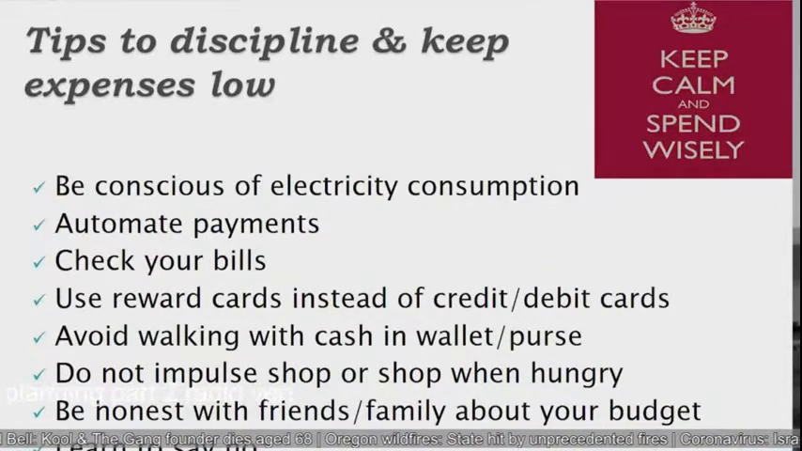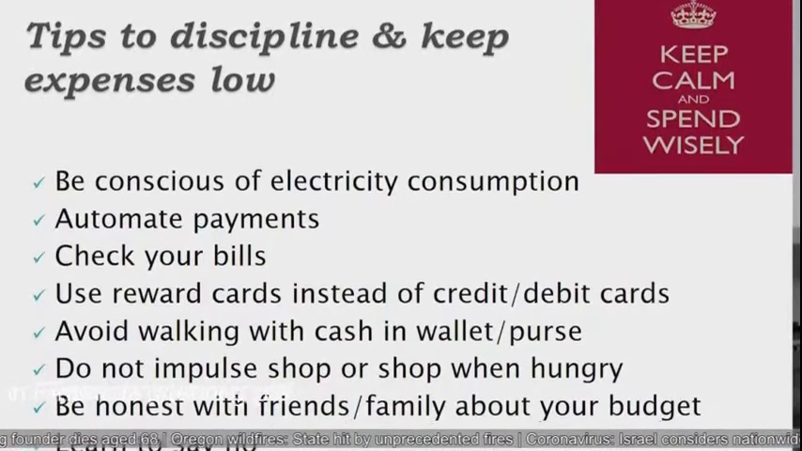You have to be conscious to ensure that you can reduce your electricity expense by being conscious in terms of what lights are on at any given time in the house. It makes a difference in the amount that you can save.